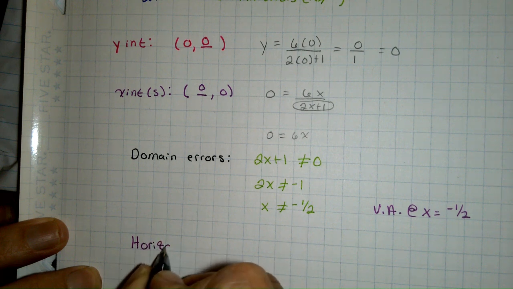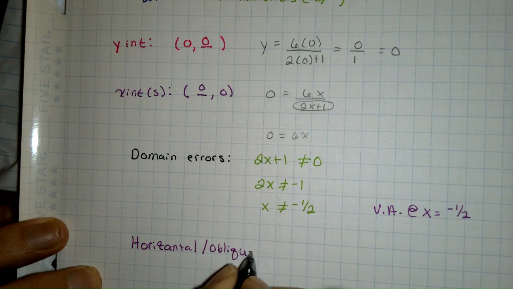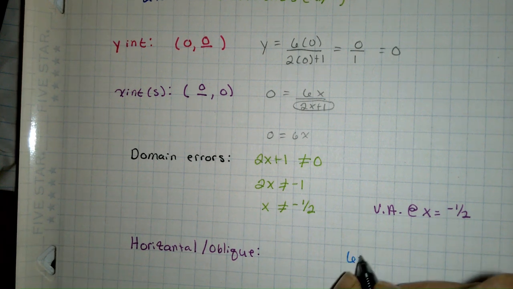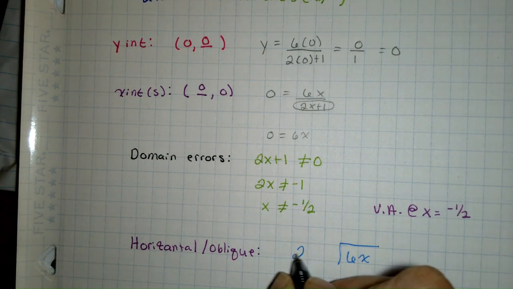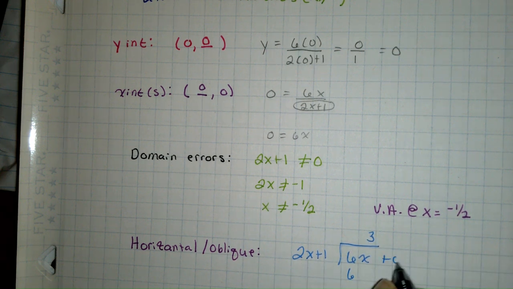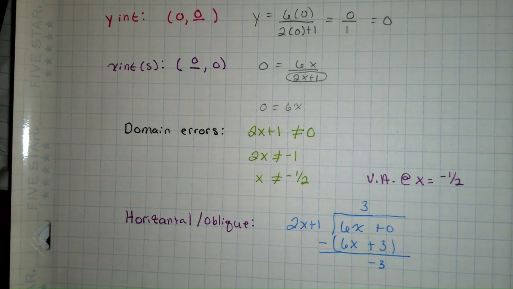Now the horizontal or oblique asymptote. Again, I'm going to do it the proper way. You can do that little shortcut way, so you might be testing out the shortcut and already knowing, but to get this, I'm going to divide and ignore the remainder. 2x goes into 6x 3 times. Oh, I forgot my placeholder. That leaves me with a remainder of -3 because there's no variable on here. The degree is less. Therefore, I have a horizontal asymptote at y equals 3.